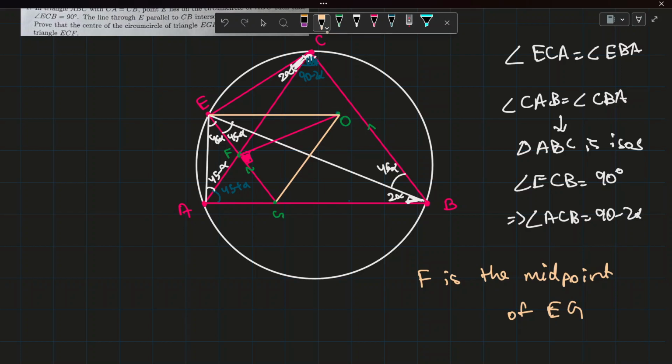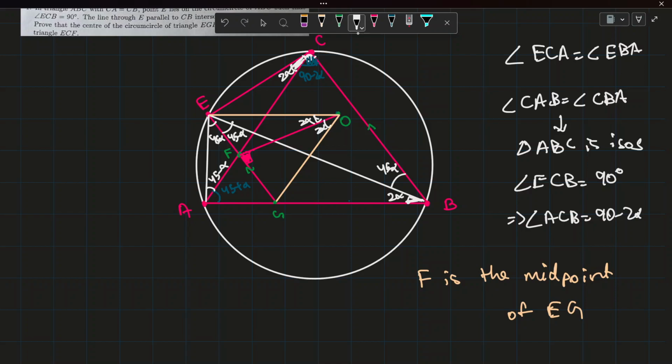Okay. Notice that in this triangle here, EGB, this angle is 2 alpha, and O is the center of the circle of EGB. So of course the angle at the center of the circle is twice that at the circumference. So this angle will be 4 alpha. So angle EOG, which is this small angle, is 4 alpha, and we know that this line is the perpendicular bisector. So this angle becomes 2 alpha and this angle becomes 2 alpha.